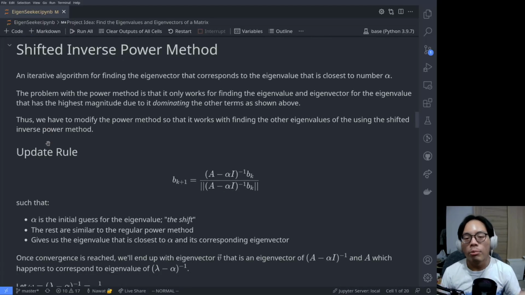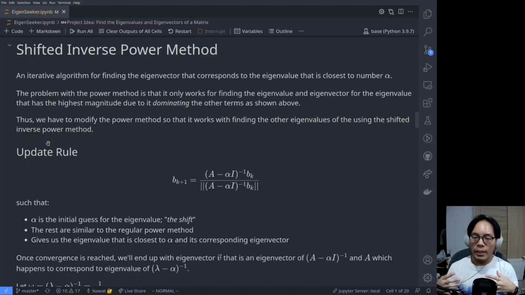Now, the problem with the power method is that it only finds the eigenvector that corresponds to the eigenvalue that has the highest magnitude, because it has to dominate the rest of the terms. Now, some matrices may not have just one eigenvector or eigenvalue. So we have to find a way to find other eigenvalues and eigenvectors. And that is where the shifted inverse power method comes in.